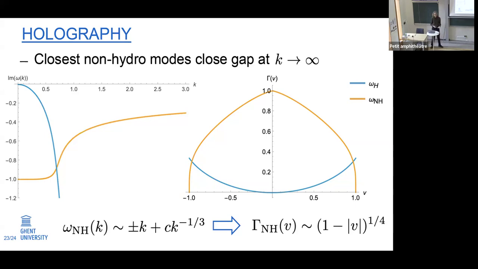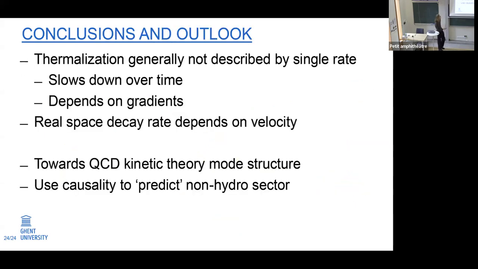So the statement that, for example, in holography and strongly coupled systems we have quick thermalization mostly talks about this decay rate here at the center of the light cone. Okay, that's it for my talk.